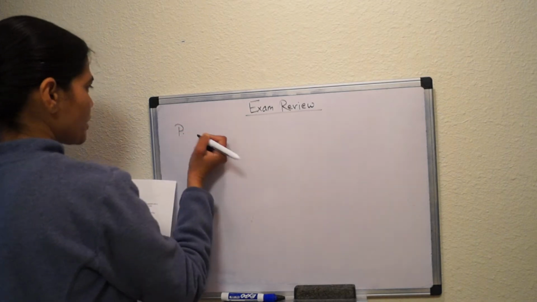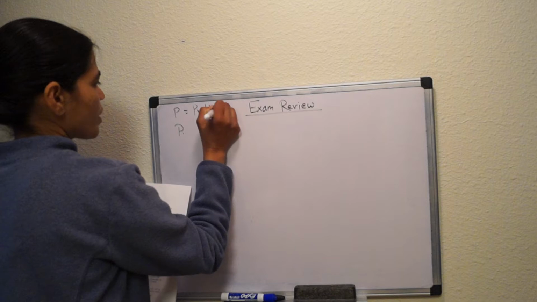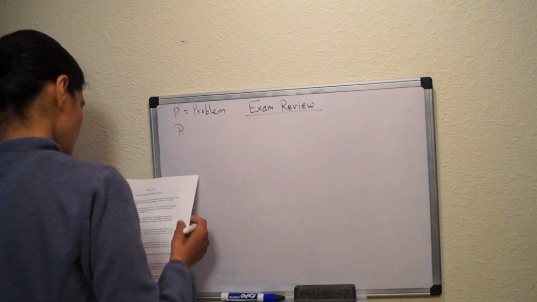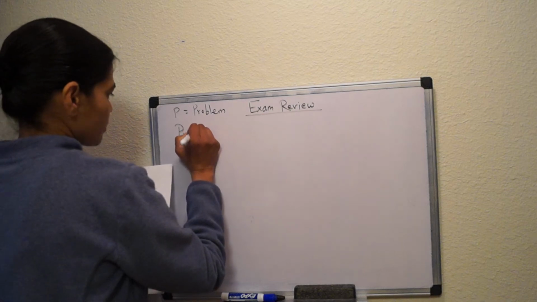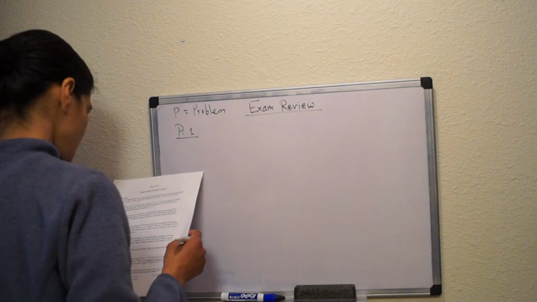I'm gonna just write P for problem, okay? So you know when I say P, it means problem. Let's just say problem 1 for today.